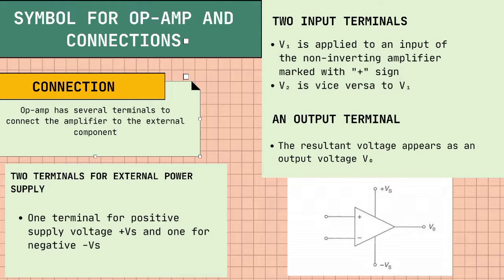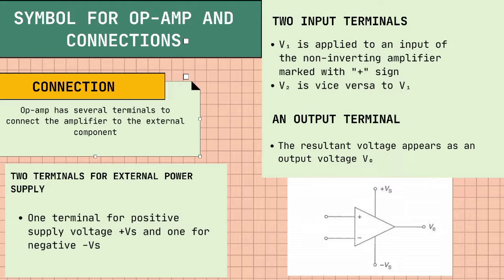Next one is symbol for operational amplifiers and connections. So the image shows the symbol of the operational amplifiers, and the connections is operational amplifier has several terminals to connect the amplifier to the external component. The first one is two input terminals. V1 is applied to an input of the non-inverting amplifier marked with a positive sign, and V2 is vice versa to V1, which is inverting amplifier and marked with negative sign.